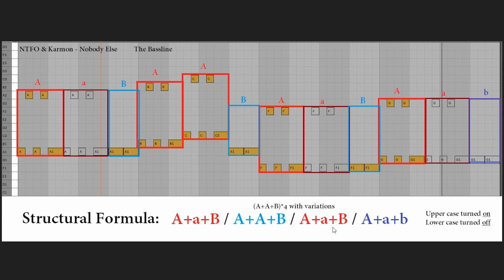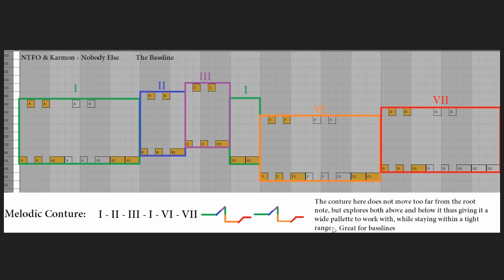It's super simple. And then if we look here, we have the melodic contour, and this will keep it interesting, because if it was just playing the root note over and over again, it wouldn't sound too interesting. But as you can see, it does the root note A, and then moves up to B, which is the second interval, then up to the C, which is the third interval, and then it resolves back to the one, and then we move to the six, and then to the seven, and you can see that it comes in this sort of contour, repeating over and over again.